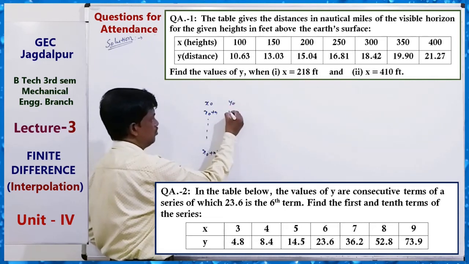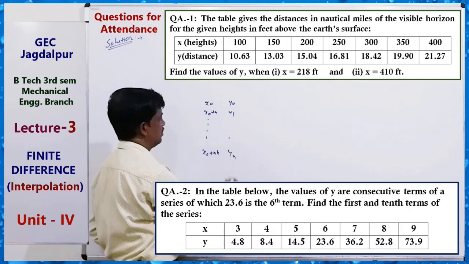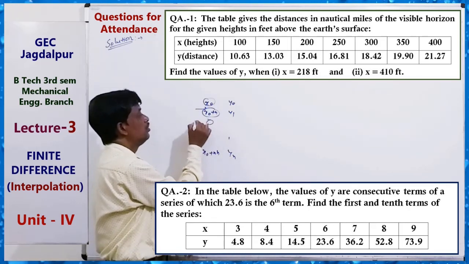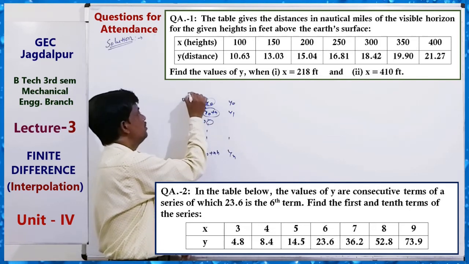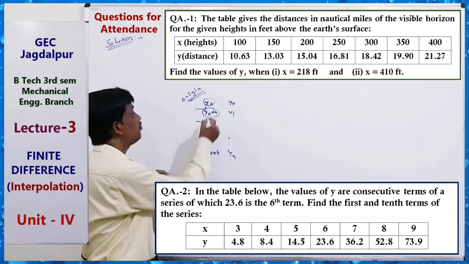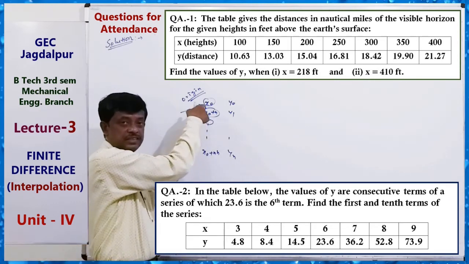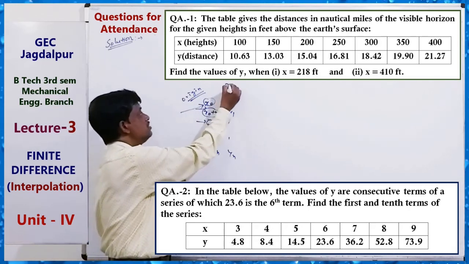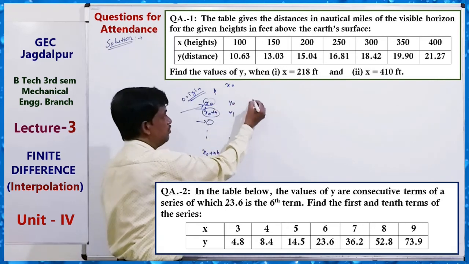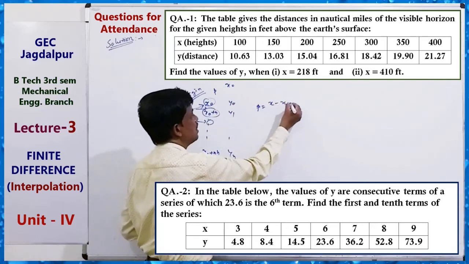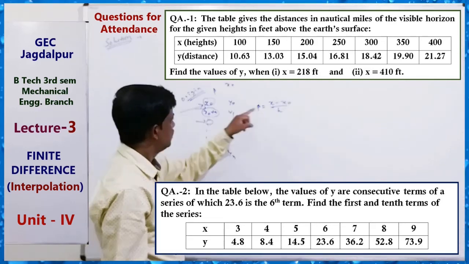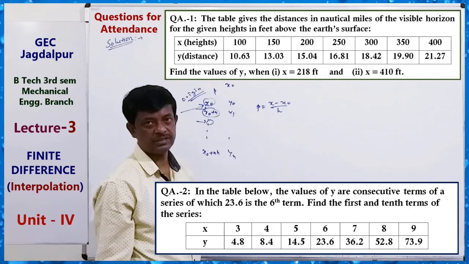So take x0, x0 plus h, up to x0 plus nh, and y0, y1, up to yn. Whenever the value lies here, which will be the origin? That is important. For forward, the origin value is x0. So what is p? You have to find p. P equals x minus x0 upon h, where h is the equal interval.